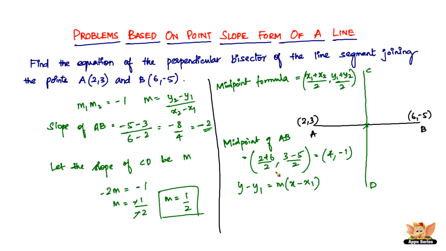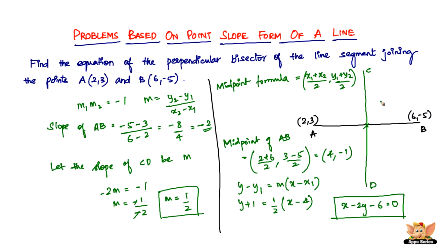With respect to the equation, y minus y1 equals M times (x minus x1), we've got M and we've got x1 and y1 as well. Just substitute them in. So y minus y1 is y minus (-1), which is y plus 1, equals M, which is 1 by 2, times (x minus x1), where x1 is 4. Solving this, all you have to do is multiply throughout by 2 to get rid of the 2, and you will end up with the equation x minus 2y minus 6 equal to 0. So the required equation of the line CD is x minus 2y minus 6 equals 0. Alright, so that ends this problem.